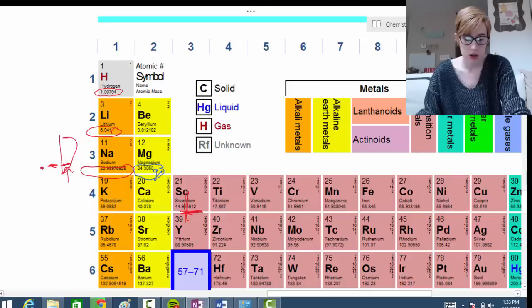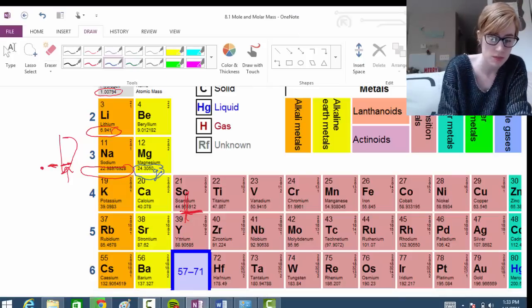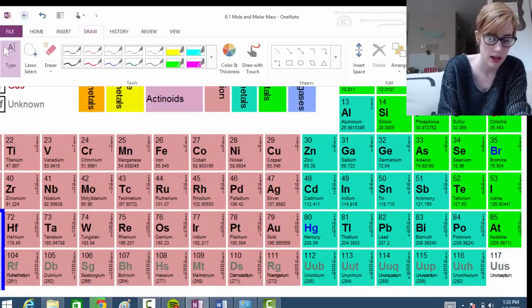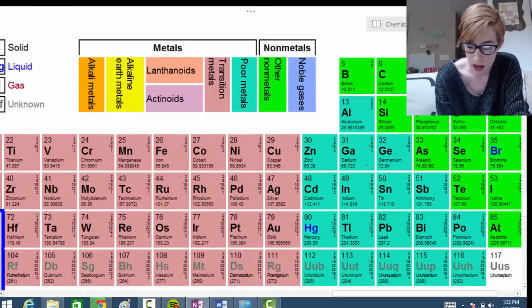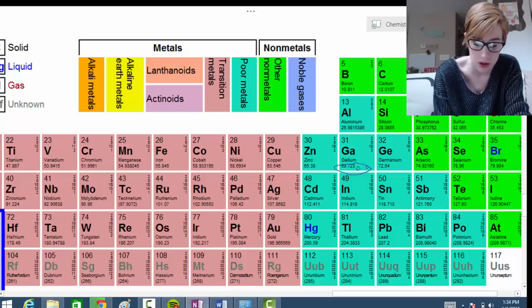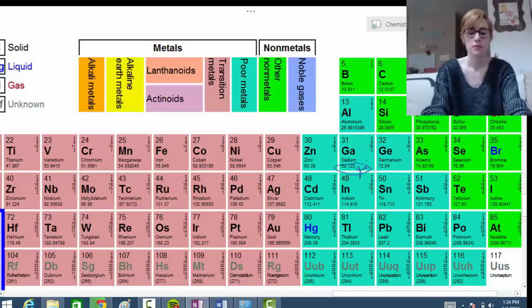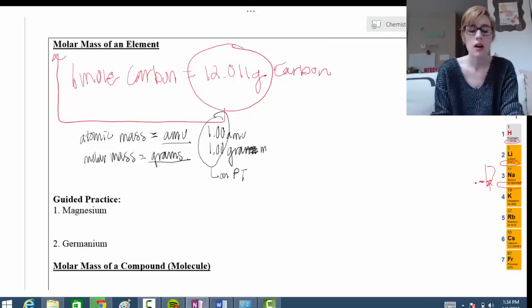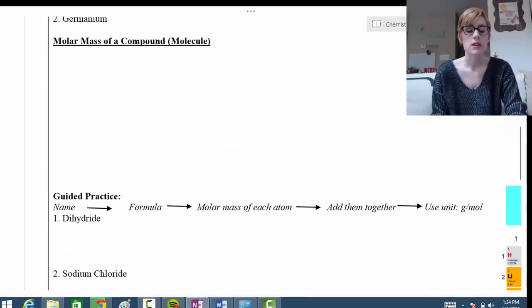The second example question is asking about an element called germanium. Here's germanium over here on the right side, and germanium's average atomic mass is 69.723 AMUs. Its molar mass is the same number, but just grams on the end. Finding the molar masses of elements is as easy as just going to the periodic table and finding the number underneath the element symbol.